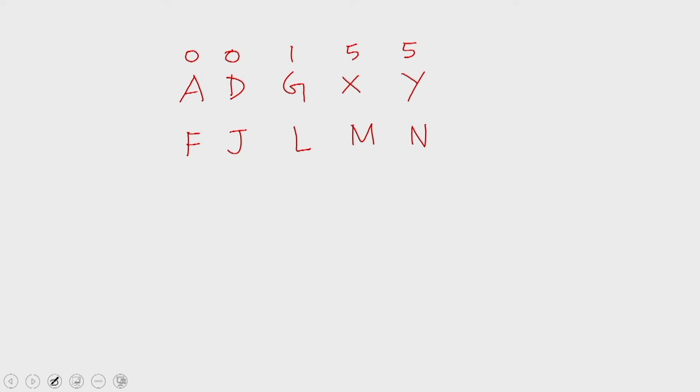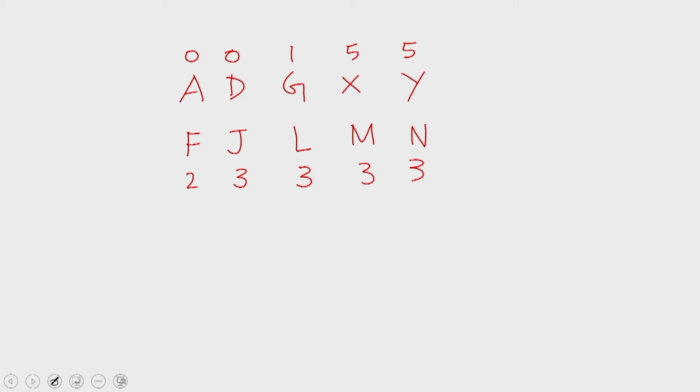On the other side, when I consider element F, we find that A and D are smaller than F. So, F has a cross rank of 2. J has a cross rank of 3 because A, D, G are smaller than J and X and Y are larger. L, M, N all have cross ranks of 3 because A, D, G are smaller than all of them. So, these are the cross ranks of the two arrays shown in the diagram.